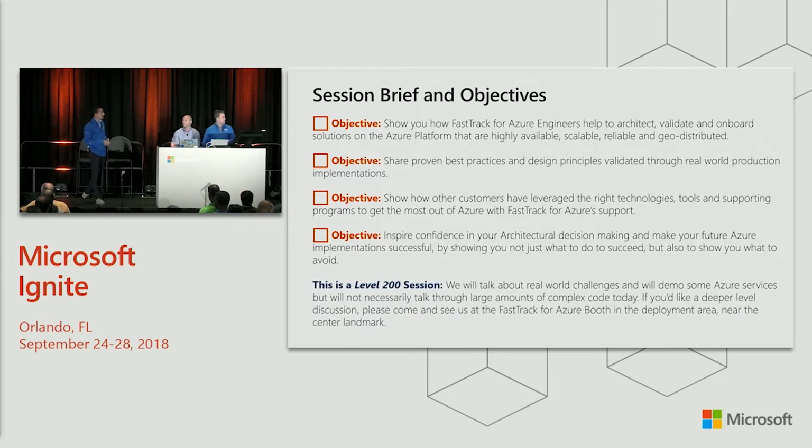The last thing that I need to mention is that this is a level 200 session. So we will talk about all of these challenges. We'll give you some tips and tricks, but we will not necessarily talk about code. If you want that, we have a FastTrack for Azure booth downstairs, down in the expo area. So you can come there and talk to us. You can always book a session with us. So myself, Will, and probably 10 plus engineers that are there. Follow the blue jackets.